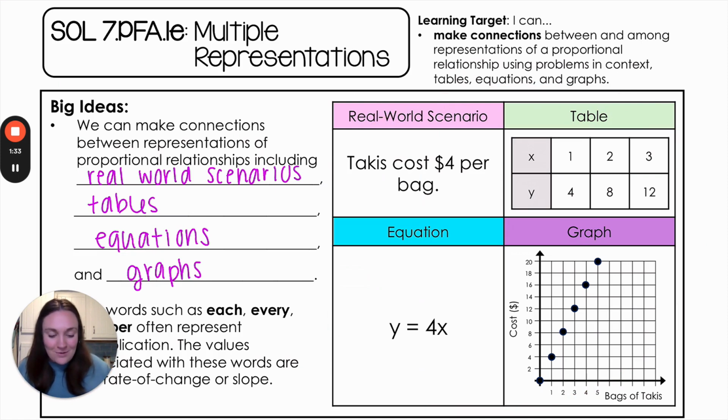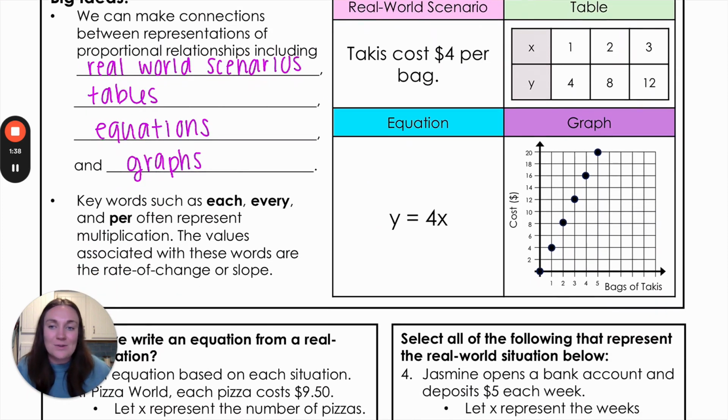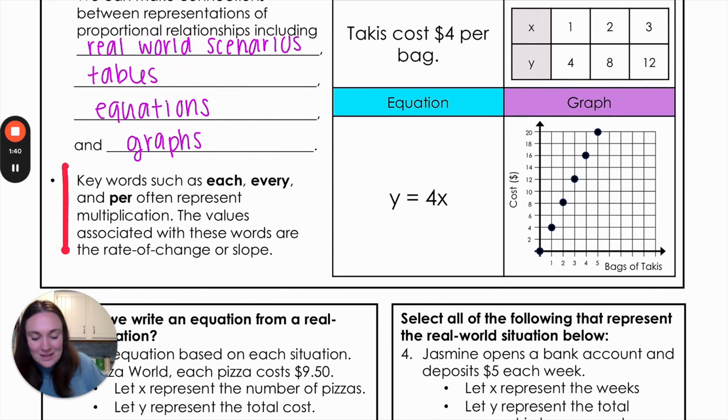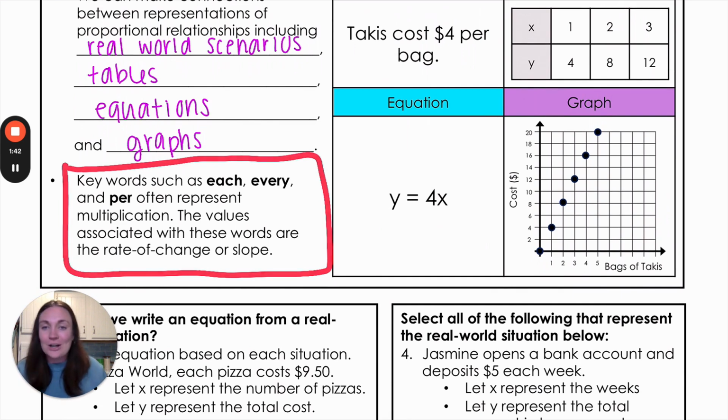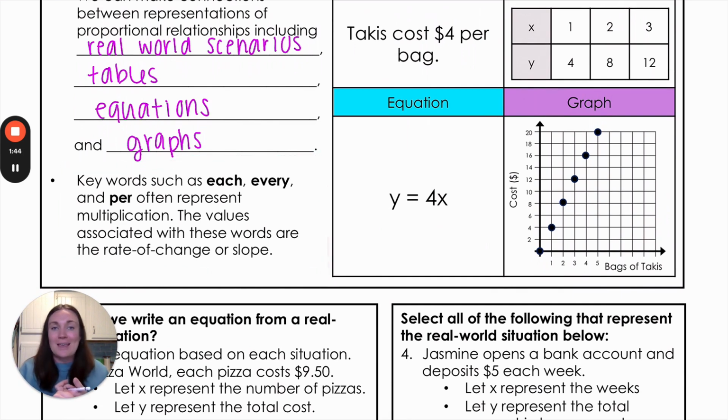The new thing for this video is this real world scenario we're adding in. Something that will help us as we're going through is to look for the keywords each, every, or per. Those are usually going to tell us to be multiplying when we're talking about a word problem or a real life situation. Those are the numbers associated with our x, which means they're going to be our slope or our rate of change.